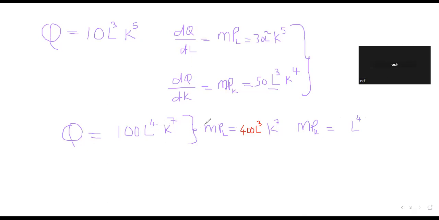So our L to the power 4, we leave it as it is, and we're going to have 100 K to the power 7. So here we're going to have 700 K to the power what? K to the power. So this is how we differentiate this implicitly.